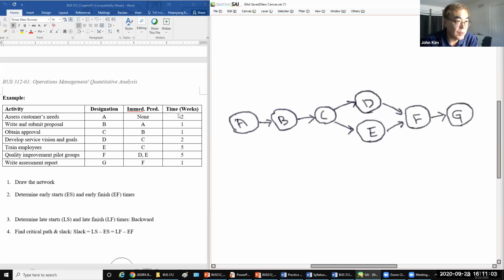And then activity times in parentheses: 2, or without, 1, 1, 2, 5, 5, and 1. So using this table chart with the designation, immediate predecessor, and time, we can draw network diagram like this.